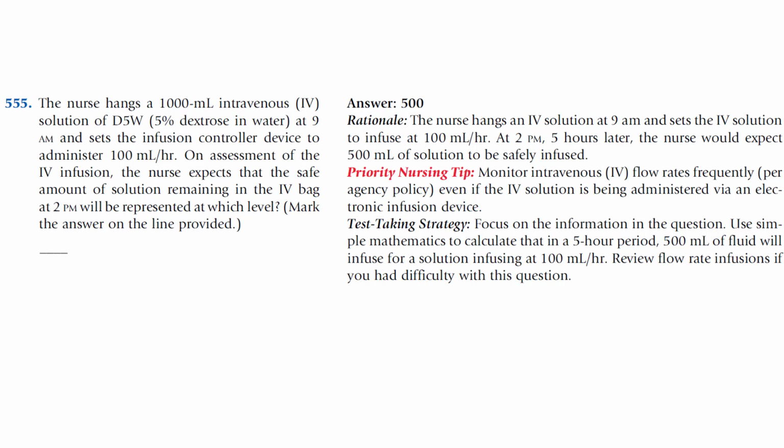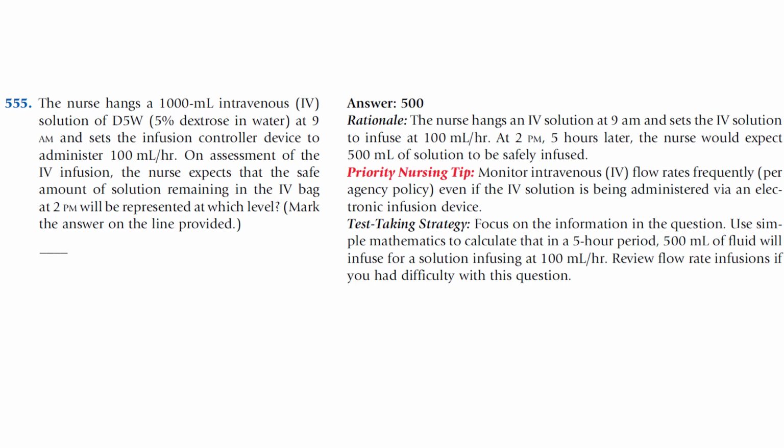555. The nurse hangs a 1000 ml intravenous solution of 5% dextrose in saline at 9 a.m. and sets the infusion controller device to administer 100 ml per hour. On assessment of the fourth infusion, the nurse expects that the safe amount of solution remaining in the fourth bag at 2 p.m. will be represented at which level? Mark the answer on the line provided.